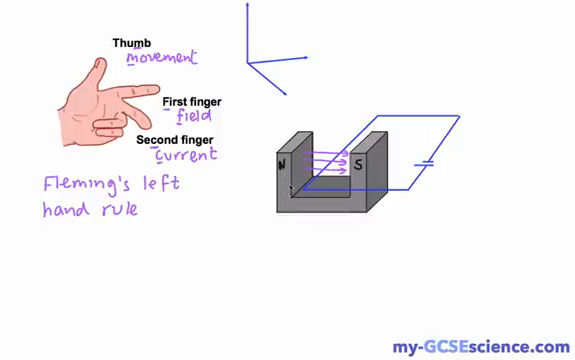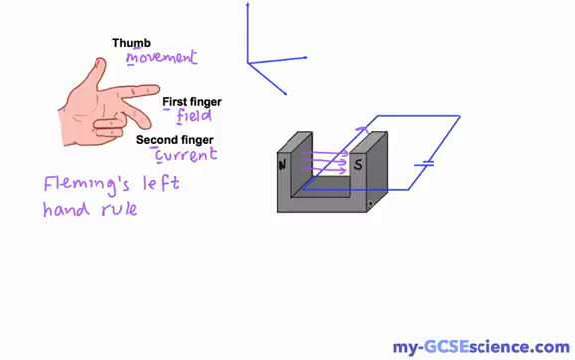So we can make our shape with our hand, and we can then point our first finger in the direction of the field, keeping the other finger and the thumb in exactly the same position, not moving them around. And then we can look at which way the current is going. Now current we know goes from positive to negative, so in this particular case the current will be going in that direction because it goes positive all the way around. So along the wire that's cutting the magnetic field, it's going in the direction shown.